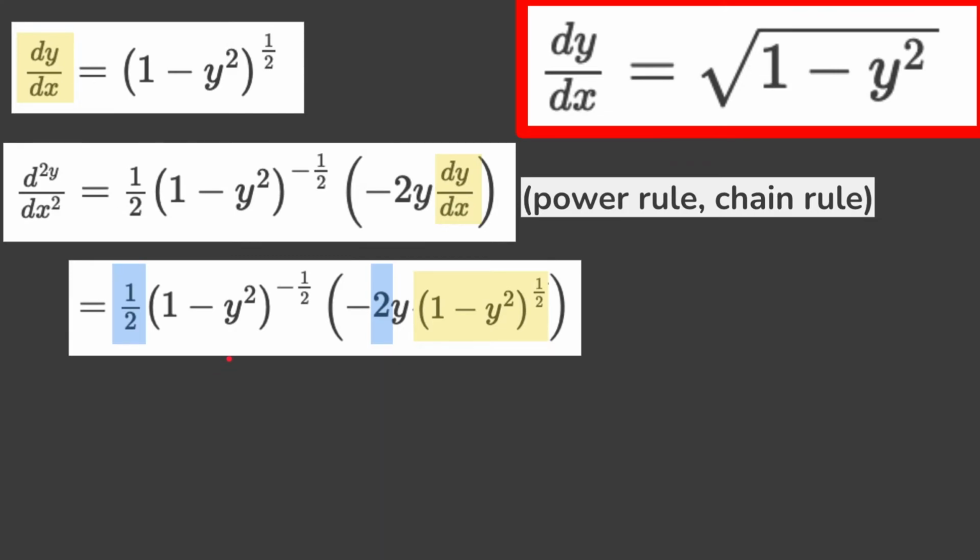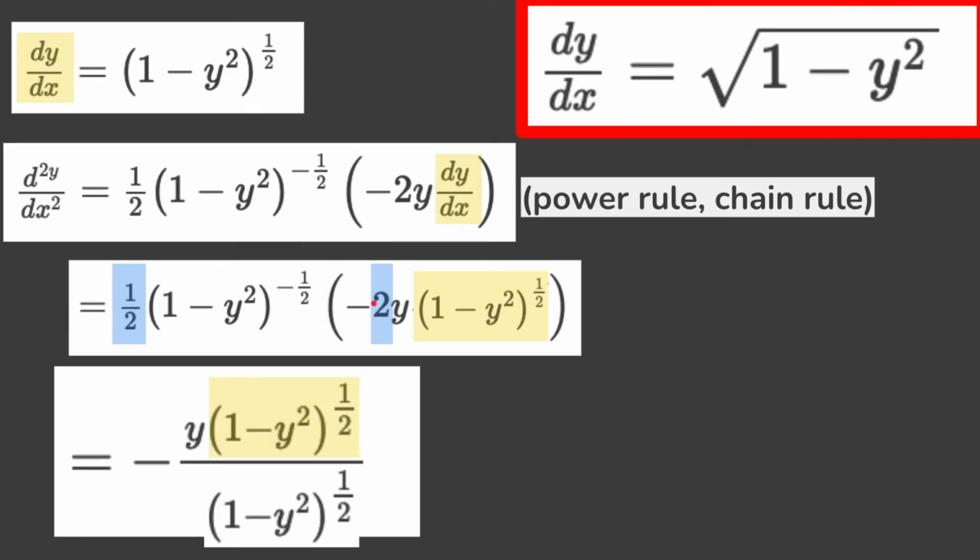Now, what do I see here? As highlighted in blue, there's a half and there's a 2. You know what that means? We can simplify to get rid of those. The negative stays, and we can move on to here.